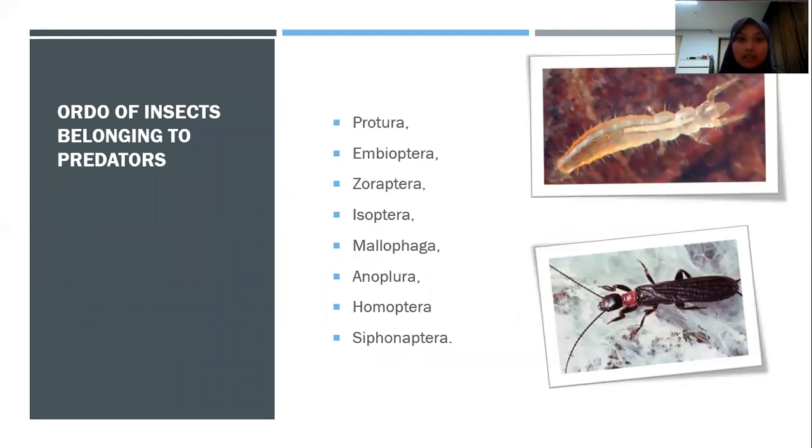Protura, Embioptera, Zoraptera, Isoptera, Mallophaga, Anoplura, Homoptera, and Siphonaptera.